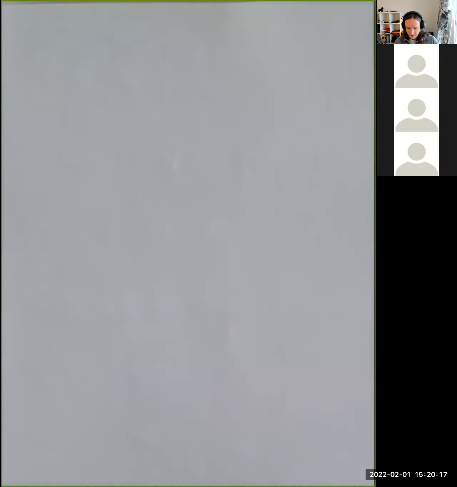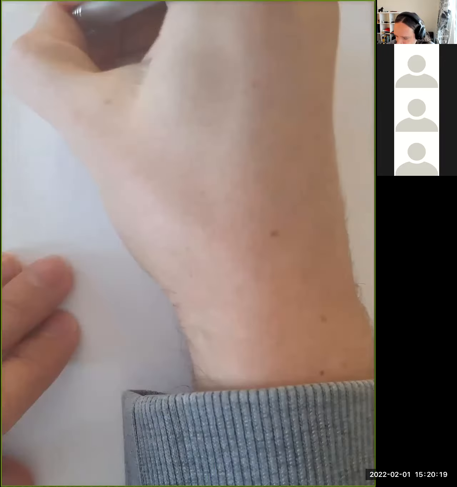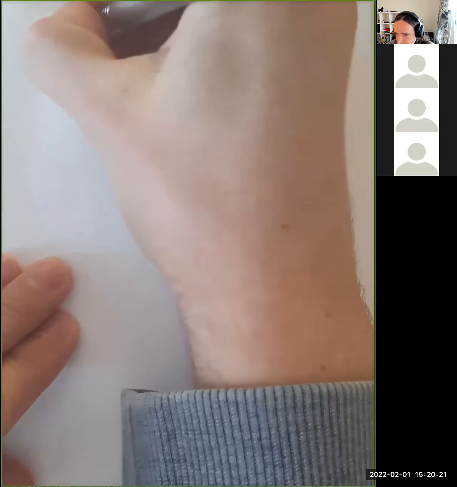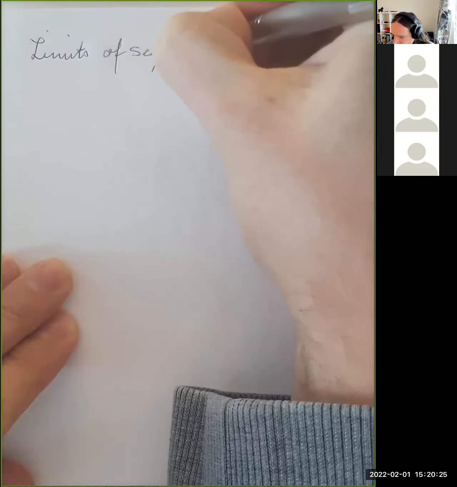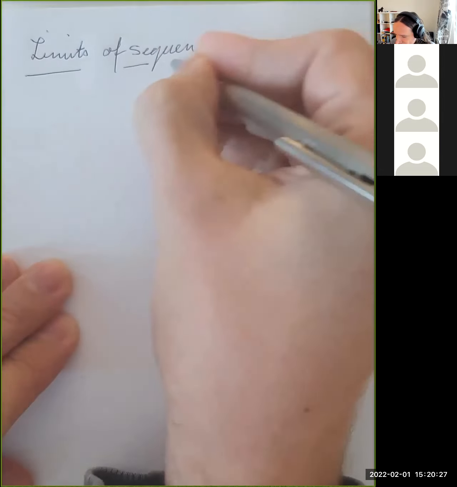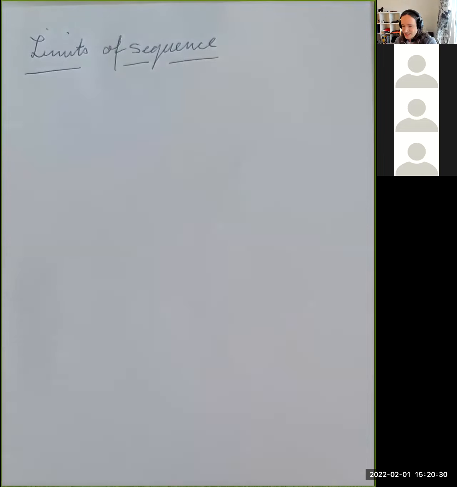Okay, so limits of sequences is the topic, and it's the first test if you can read what I'm writing. And I want to first repeat the definition and then solve an easy example together.